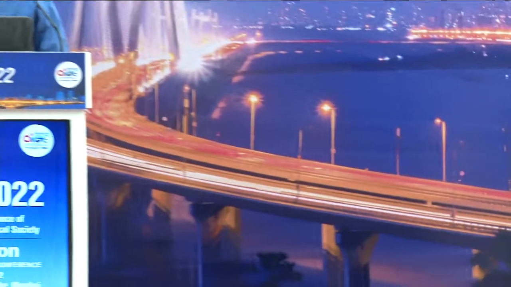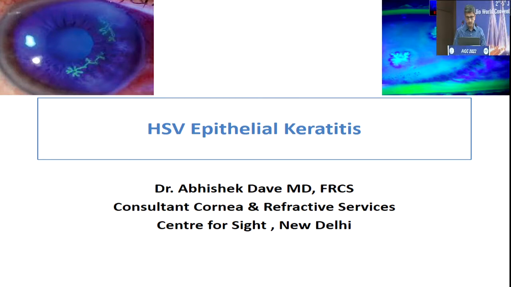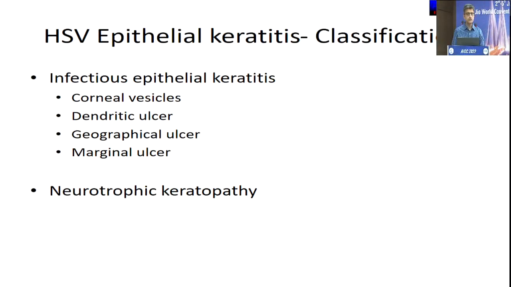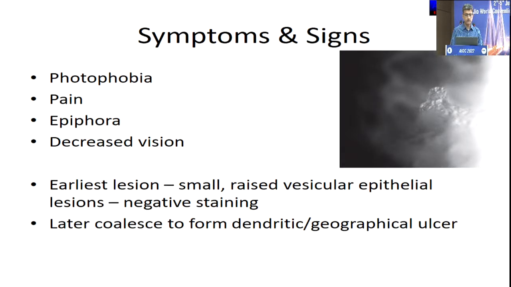Yeah, so good morning everyone, and coming to the first clinical presentation of HSV, I'll be talking about HSV epithelial keratitis. HSV epithelial keratitis can be classified basically into two types, the infectious epithelial keratitis and the neurotrophic keratopathy. And infectious can be further classified into corneal vesicles, dendritic ulcers, geographical ulcers and marginal ulcers. So we will be discussing them one by one.